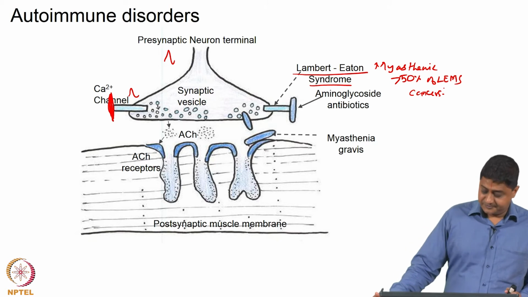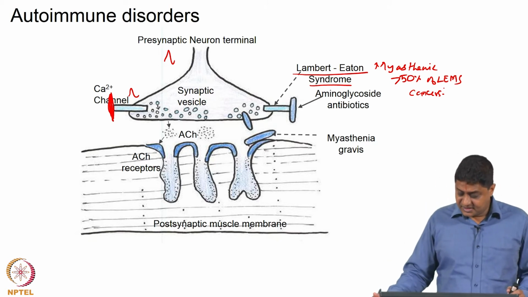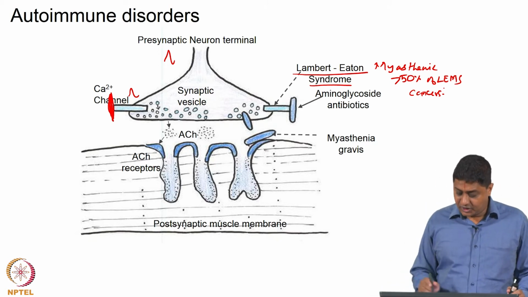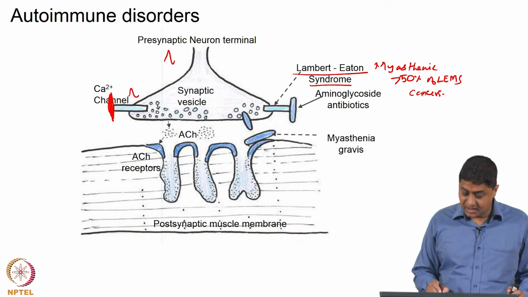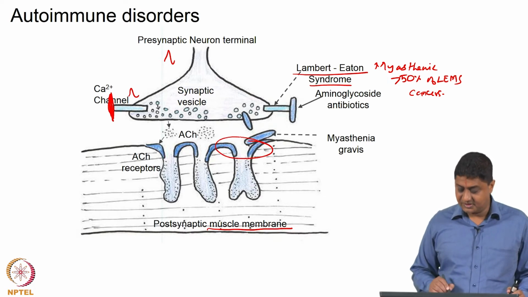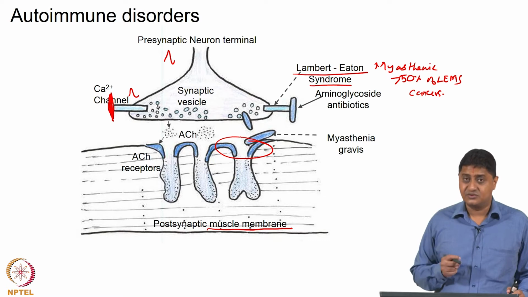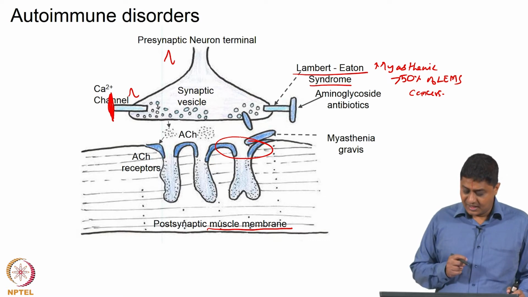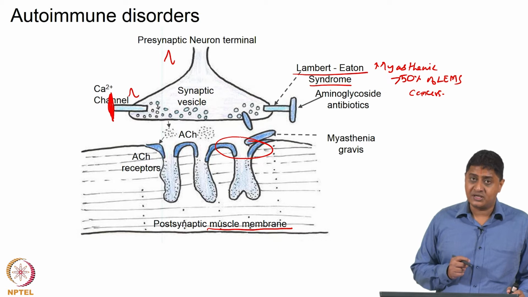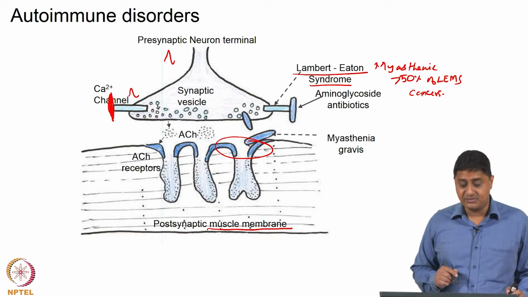What else could go wrong? The other thing is when something goes wrong with the nicotinic cholinergic receptors on the postsynaptic muscle side. So, this is the postsynaptic muscle membrane. Here there are the nicotinic cholinergic receptors that open whenever acetylcholine comes and binds to these receptors. These channels open, causing an influx of sodium in the muscle membrane.